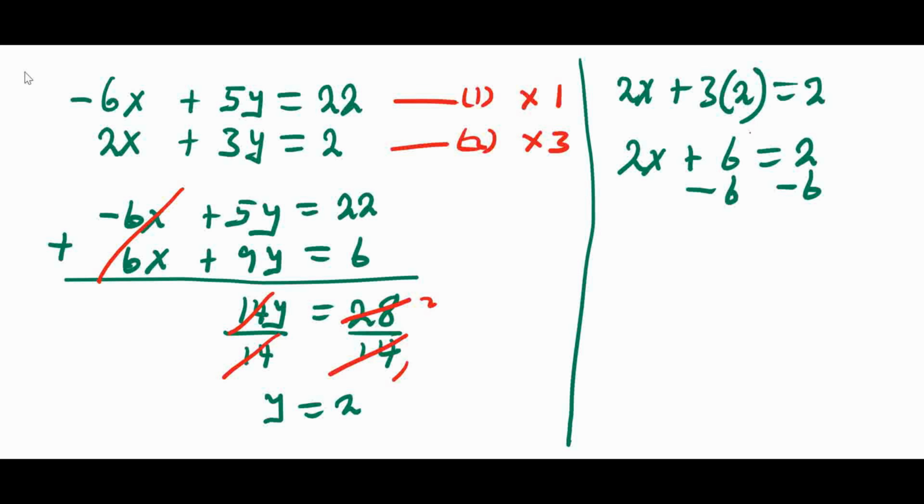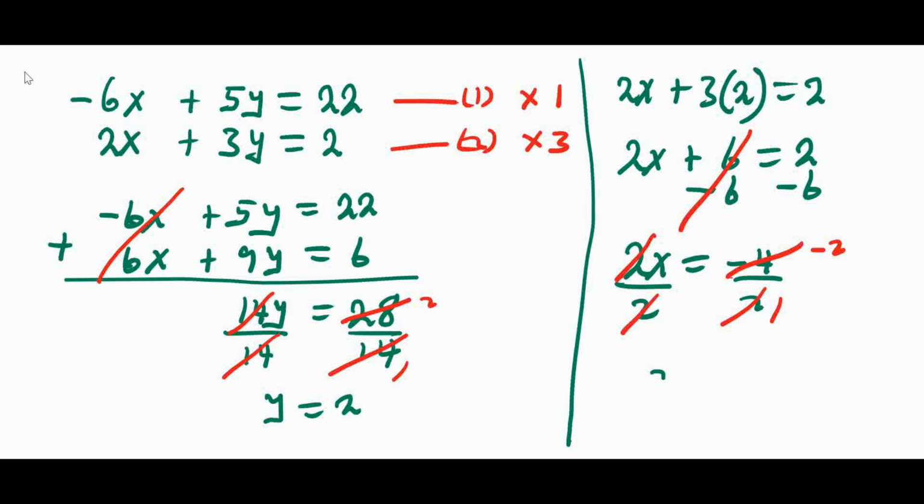So plus 6 minus 6 would cancel. Then 2x will be equals to 2 minus 6, which will give us negative 4. Divide both sides by 2, and 2 would cancel. 2 divided by 2 is 1. Negative 4 divided by 2 is negative 2. Therefore, x is equals to negative 2.